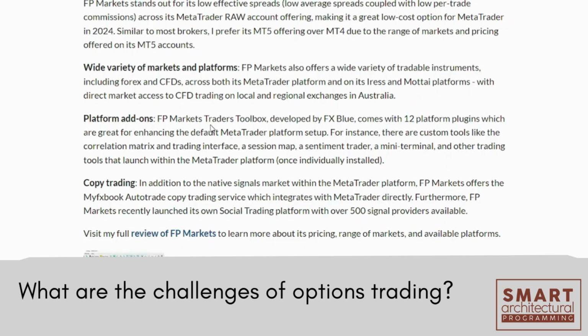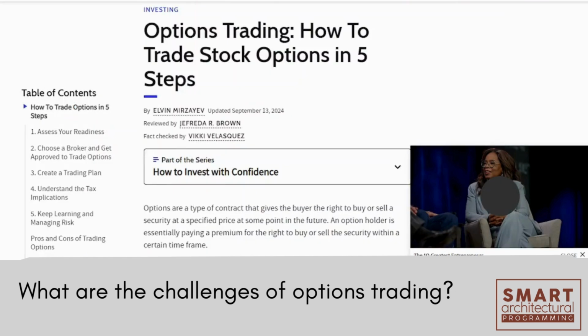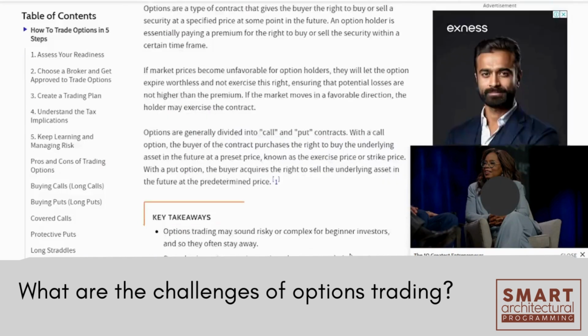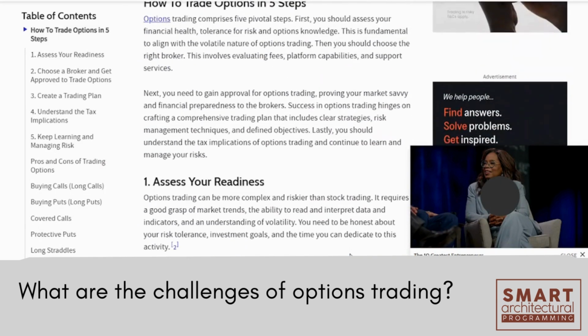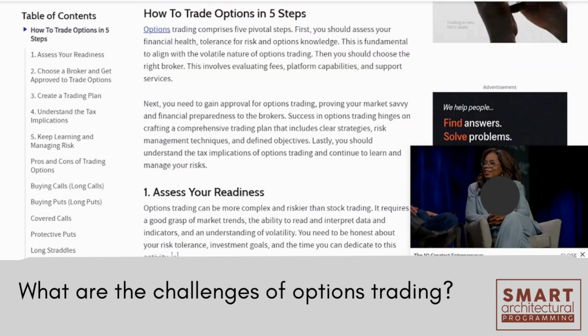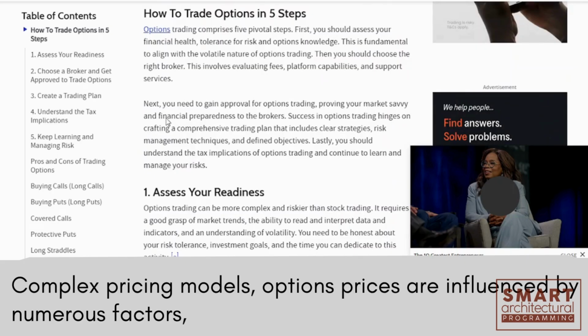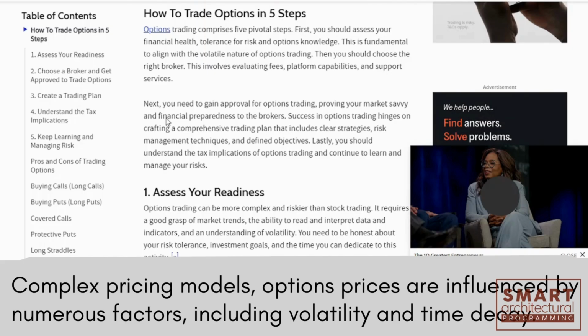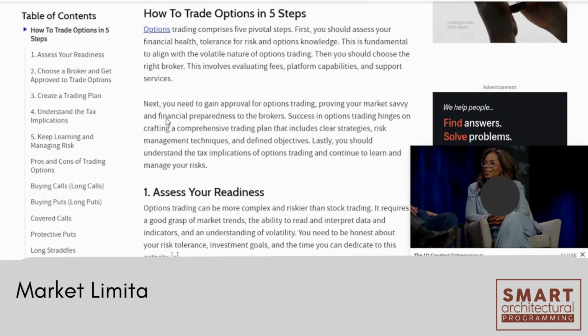So what are the challenges of options trading? We need to understand the major challenges concerning options trading. That is an important aspect of our conversation. While EAs bring significant advantages to traders, they must also navigate potential challenges. First, complex pricing models: options prices are influenced by numerous factors including volatility and time decay. Similarly, market limitations must also be considered. Not all brokers provide full support for options trading in MT4, MT5.